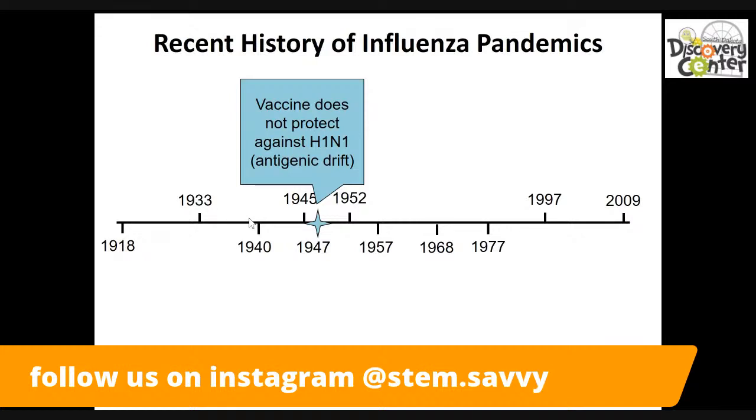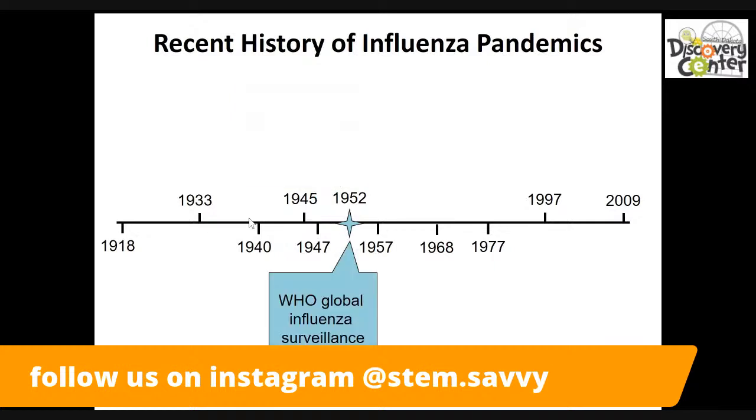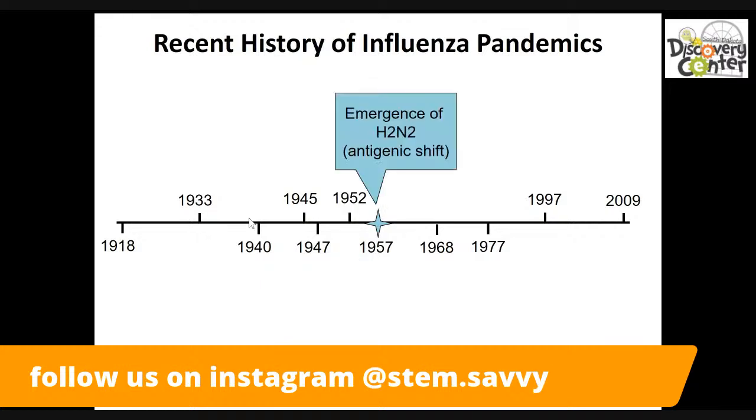1947 was the first year where the vaccine did not protect against influenza virus, and this was the first example that the virus could change and vaccines would not work every year. So we had to update the vaccine on an annual basis. And in 1952, we established a network that does surveillance that monitors the influenza viruses every year to update those vaccines.